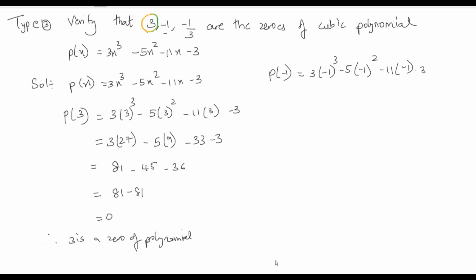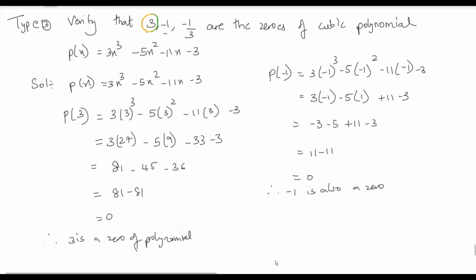I substituted minus 1 in the place of x. This will be 3 into minus 1 into minus 1 into minus 1 will give us minus 1, minus 5 and minus 1 whole square will be 1, and this will be plus 11 minus 3. Therefore, 3 into minus 1 will be minus 3, minus 5 plus 11 minus 3. That will be 11 minus 11. Your answer is 0. Therefore, minus 1 is also a 0.